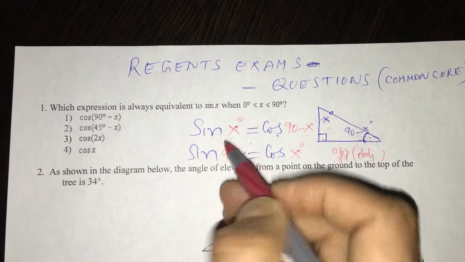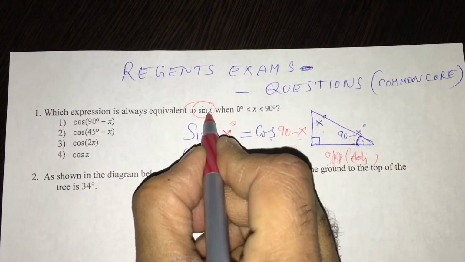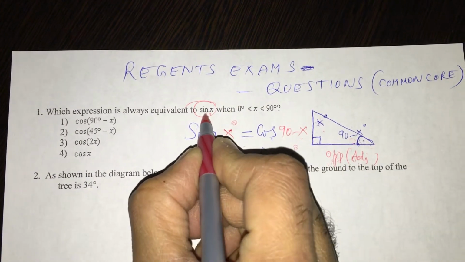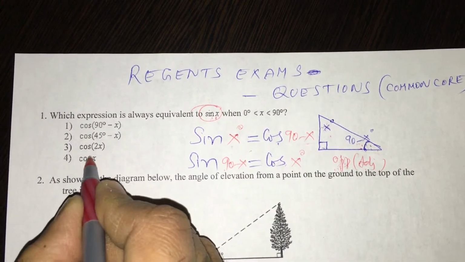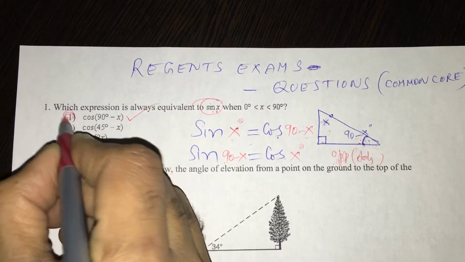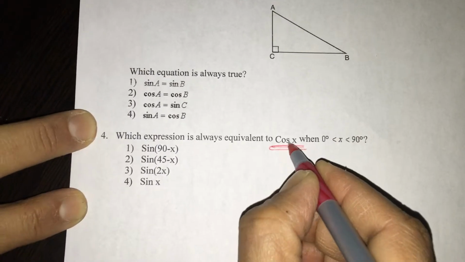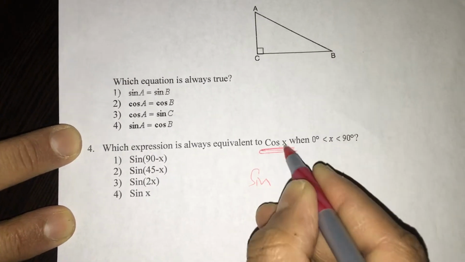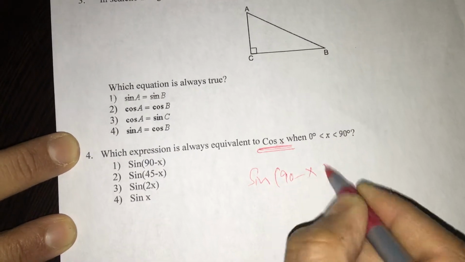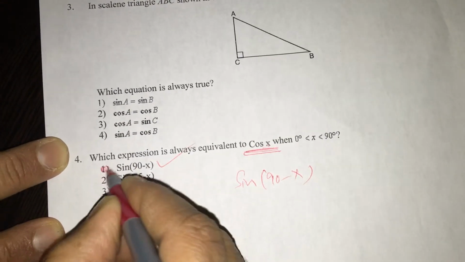Okay, now here he is saying sin x. Sin x should be equal to cos of 90 minus x. If I check this, the first one is correct. And if you see the fourth one, cos x should be equal to sine, and since it is x, we should have 90 minus x. If you check, the first one is the answer.